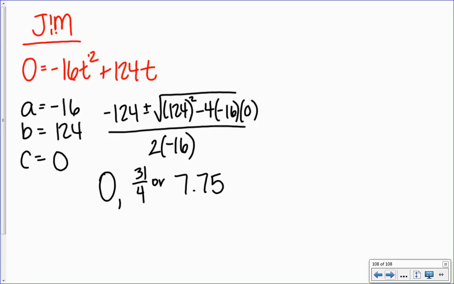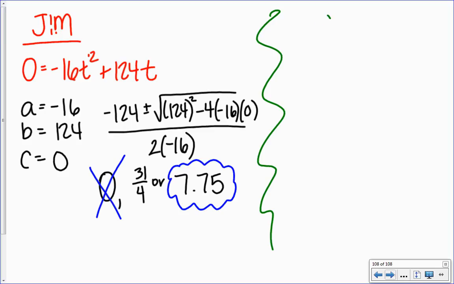So with my two answers, one of them doesn't make sense. The 0 here makes no sense. So far, Jim's kicking that ball, and it took 7.75 seconds to return to the ground. Okay, so I've got my one figured out. Now I've actually got to look at Chuck's to be able to compare it. So we're going to look at Chuck right here.